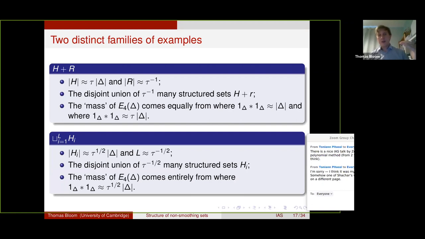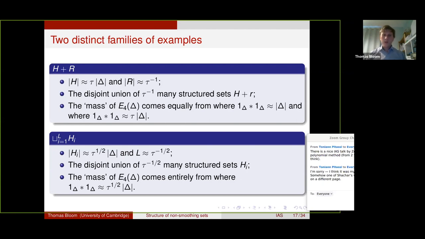So unlike the first example where I had the disjoint union of tau to the minus 1 many structured sets, I now have the disjoint union of tau to the minus 1/2 many structured sets. So I have fewer of them, but I have no information about how they interact with each other. Unlike the first example where they all translate to the same H, in the second example they're just completely arbitrary different subgroups. And in this case, the mass of the energy comes entirely from where the convolution isn't very big or very small, but in fact it's of medium size, roughly tau to the 1/2 times delta.